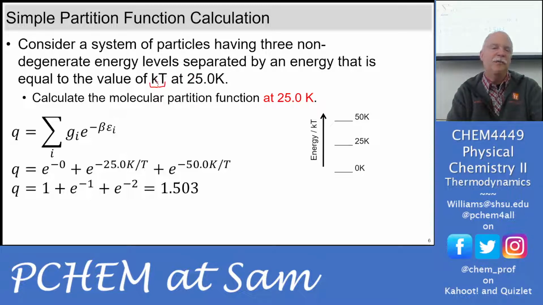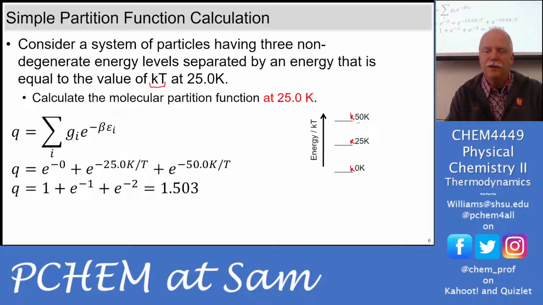So you could put in a k value, multiply that, and get an energy. And so you could label your energy levels with joules, or you could just leave it in temperature. That's what I've chosen to do, leave it in temperature. So again, separated by an energy that's equivalent to kT at 25 Kelvin. So this is essentially k times 0 Kelvin, k times 25 Kelvin, and k times 50 Kelvin.